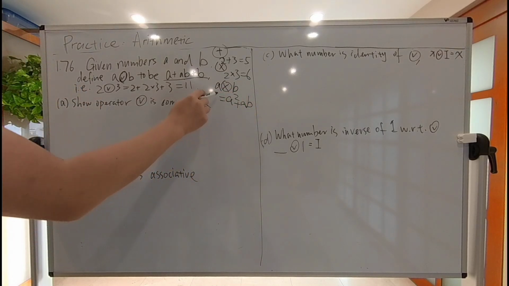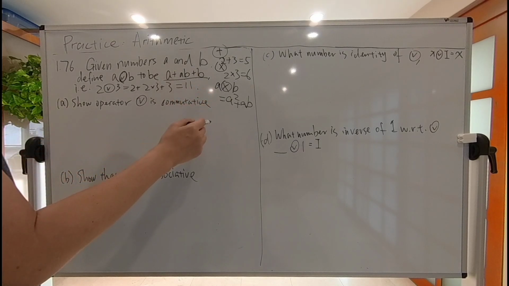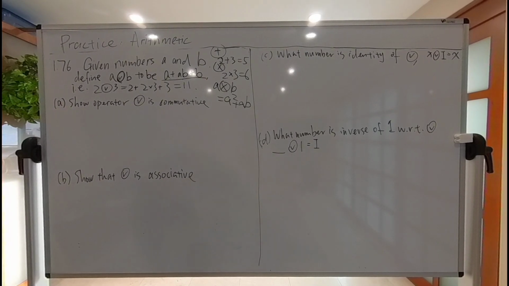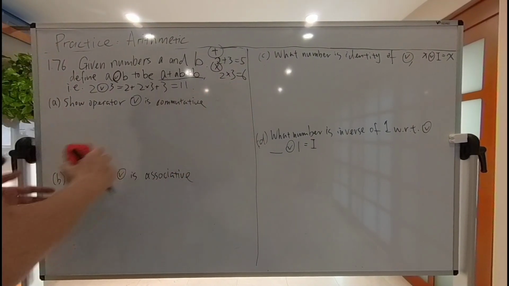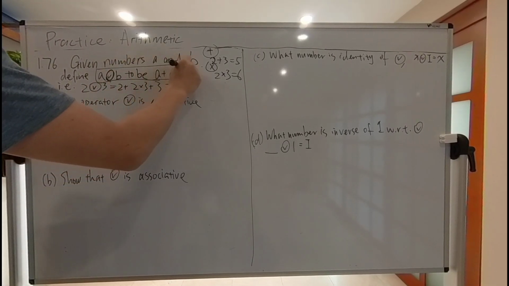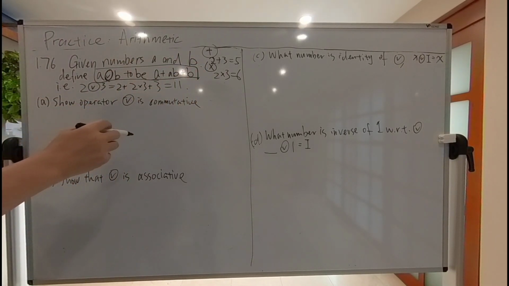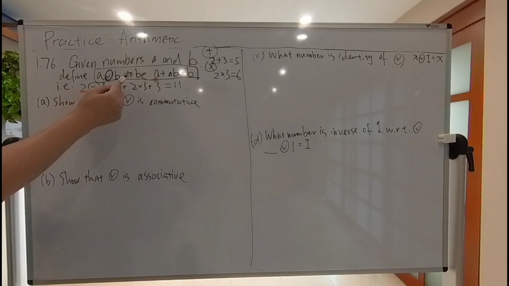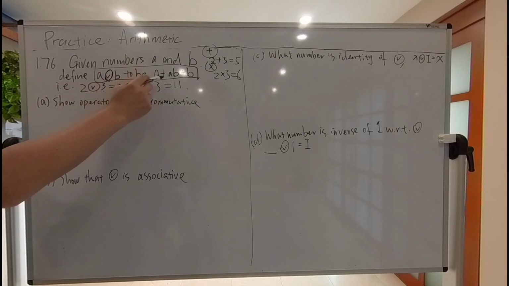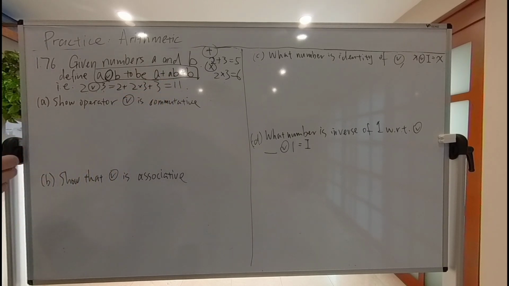But it doesn't mean that it automatically satisfies all the conditions, right? So here the question is really to check that this specific operator that I defined over here still satisfies the conditions of commutative and associative, right? So for example, this operator means if I have 2 operating with 3, it will be 2 plus 2 times 3 plus 3, which will equal a number that is neither subtraction nor multiplication.